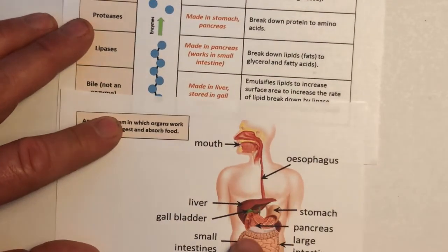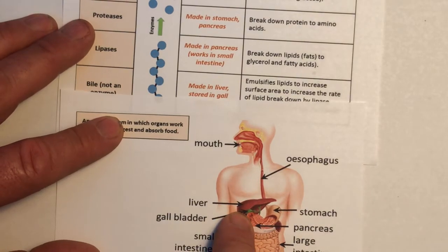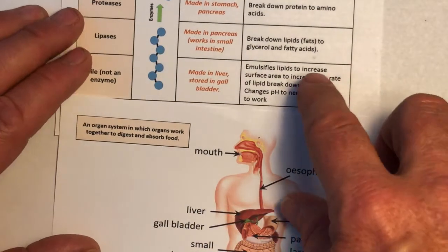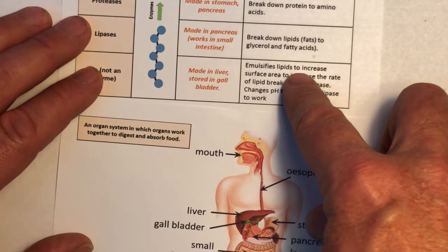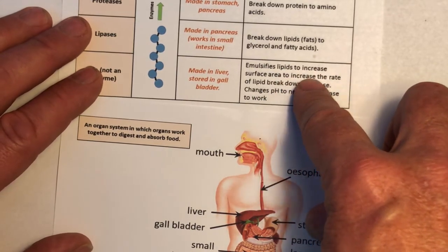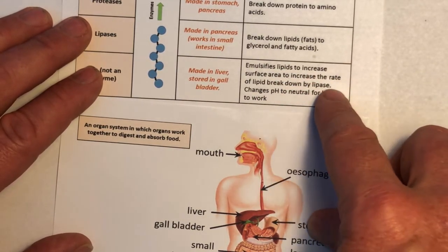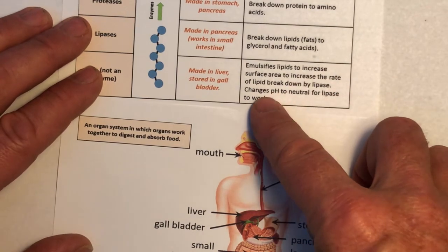It's stored in the gallbladder, which is that small green bit. And its role is it emulsifies lipids to increase the surface area, to increase the rate of lipid breakdown by lipase. And it also changes the pH.